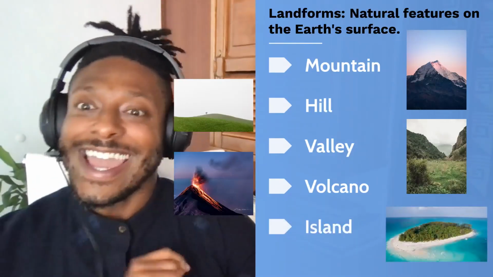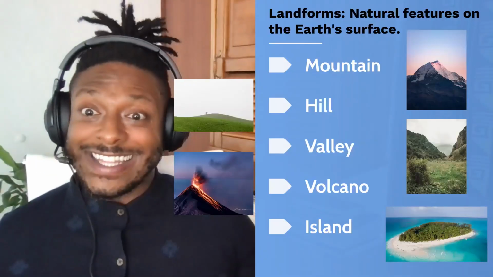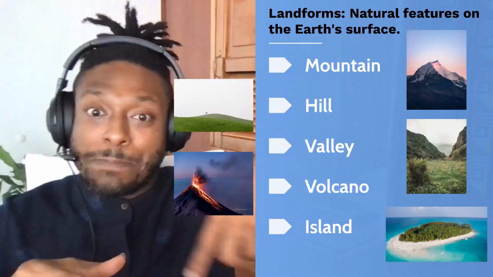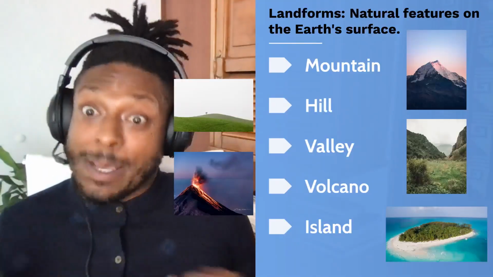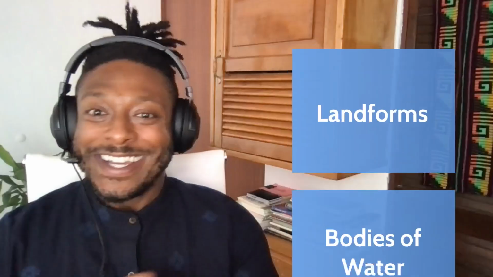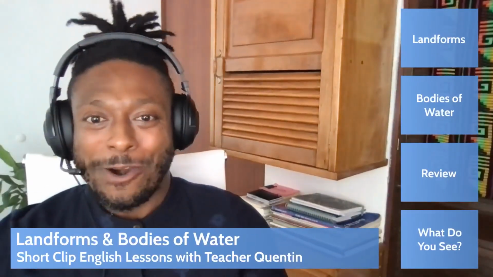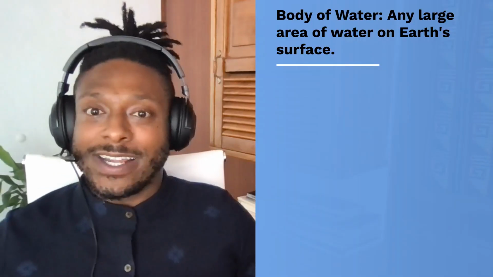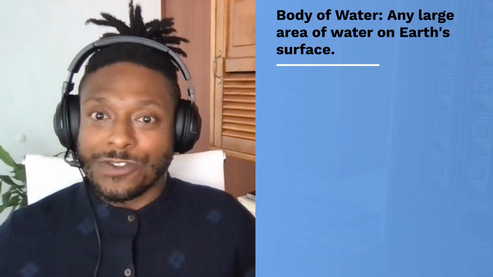And lastly, an island. An island is an area of land that is surrounded by water. Some of you may even live on an island. Okay, so now let's talk about our bodies of water. A body of water is any area of water on the Earth's surface.